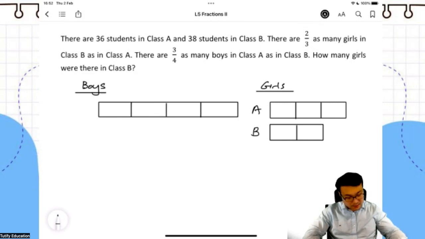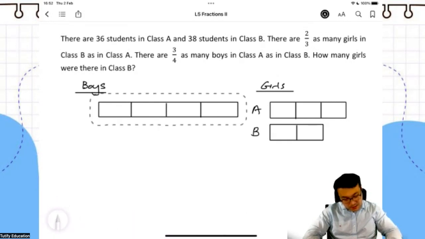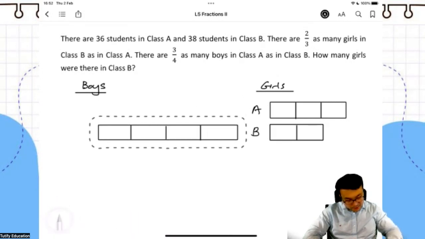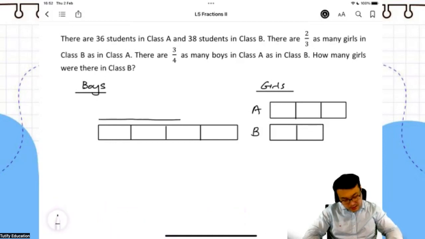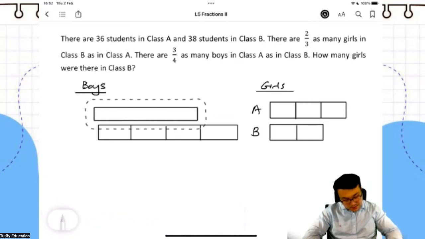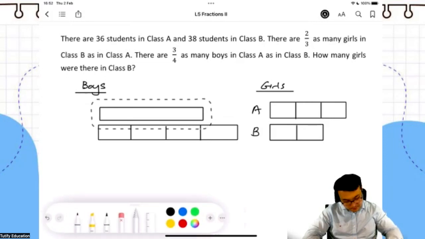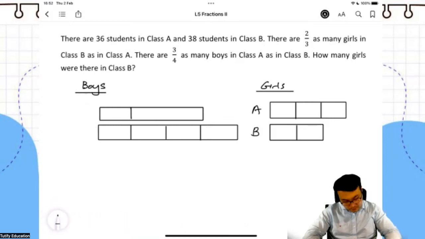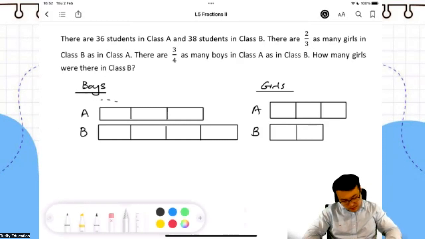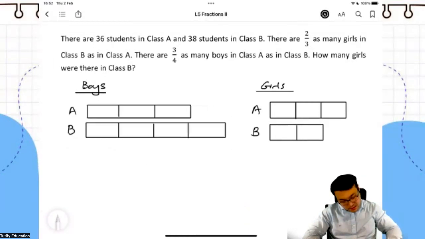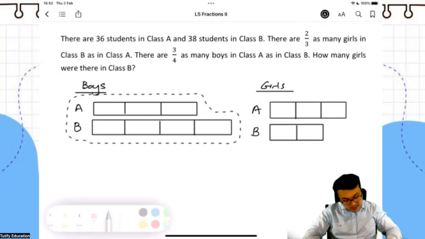There are 3/4 as many boys in class A as in class B. So that means there are more students in class B. So if there are 4 units in class B, that means in class A, there are 3/4. There are 3/4 as many in class A as compared to class B. Okay? There you go. So now we have managed to represent the boys and the girls in class A and class B.